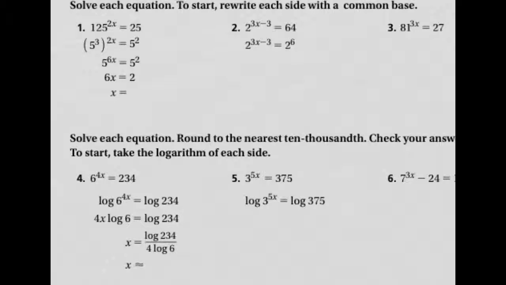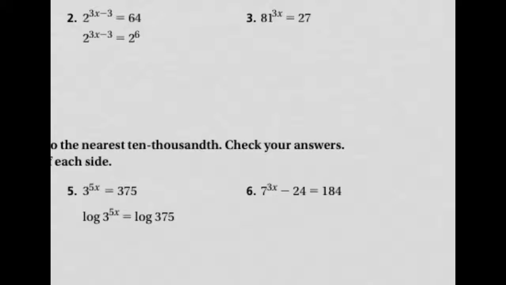So 6x equals 2. Finally, the last step is to divide by 6, and there's your final answer. X equals 2 over 6, which we simplify down to 1 over 3. Please don't make the rookie mistake of writing 3. That's not the same thing.